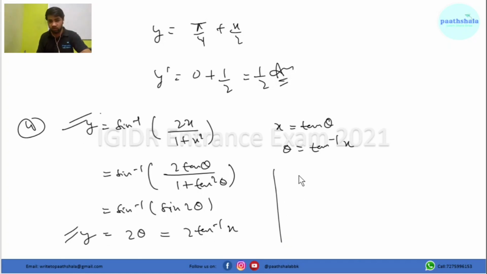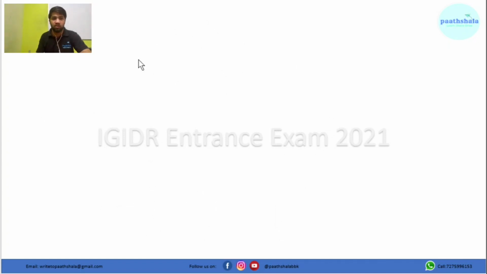So this will come out to be y dash. Differentiation of tan inverse x is 1 upon 1 plus x square. So this will be your final answer. Let's move to the next example, example number 5. This question has been asked in the IGIDR Entrance Exam, so please be focused.